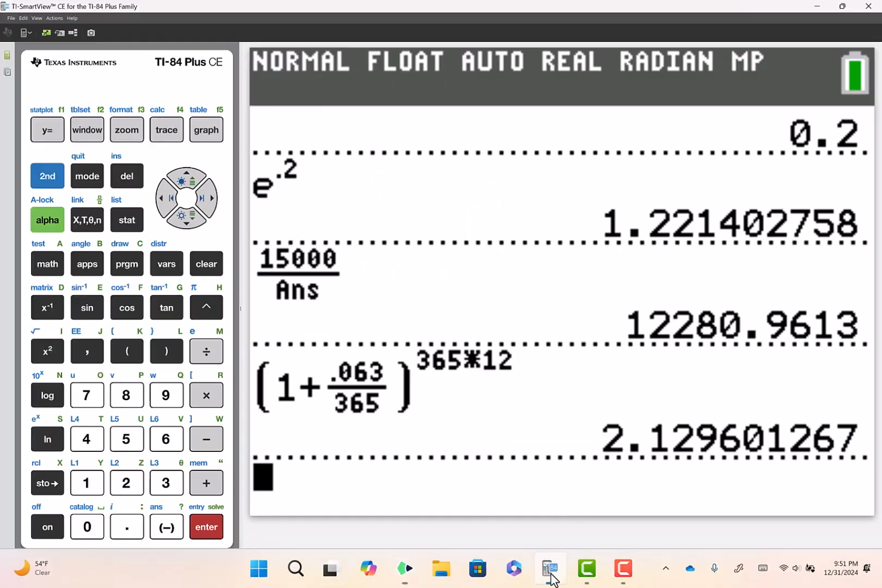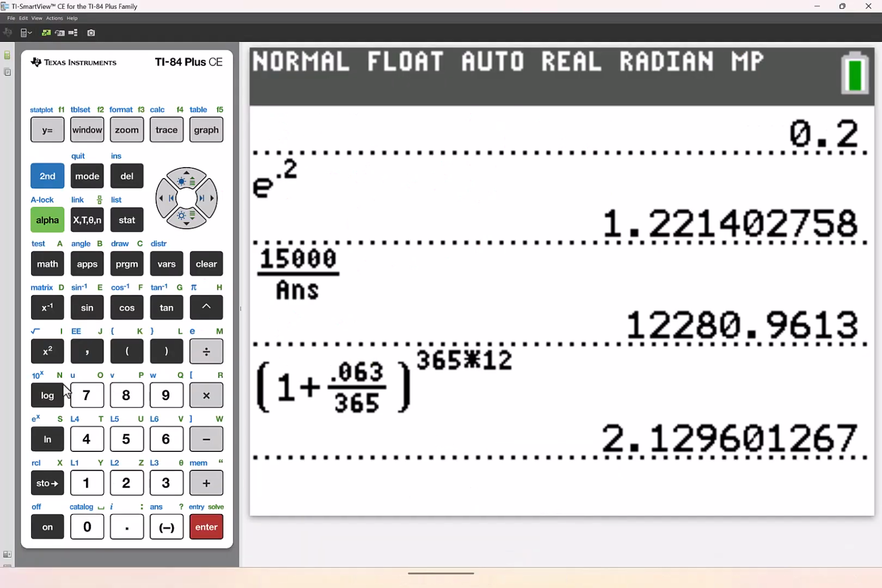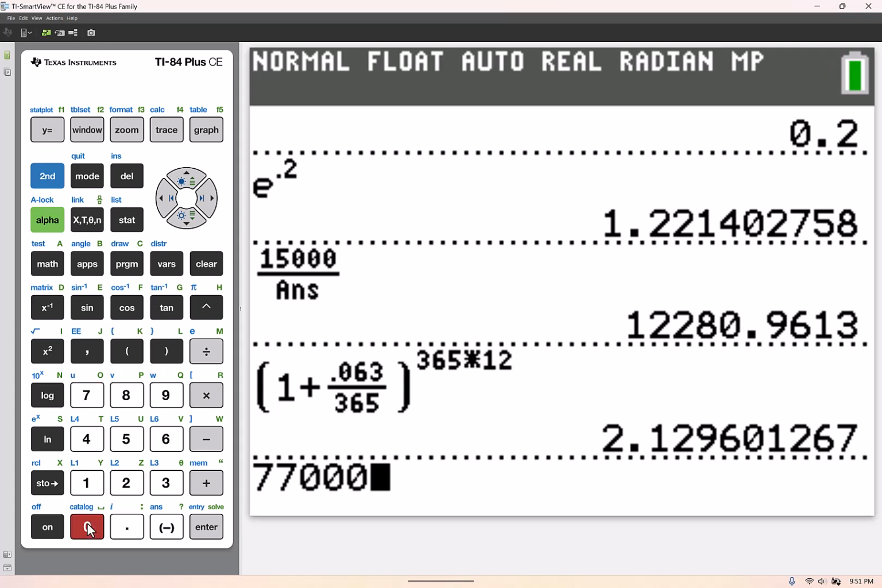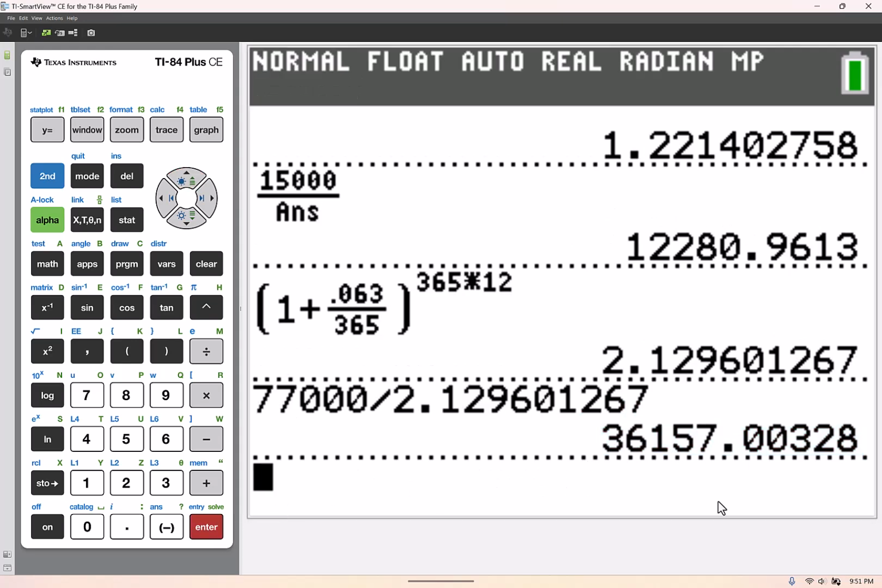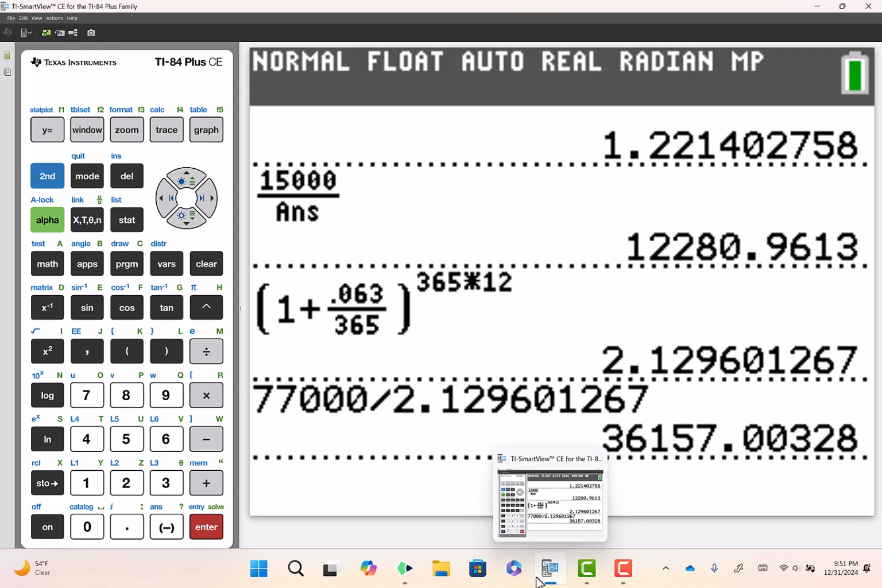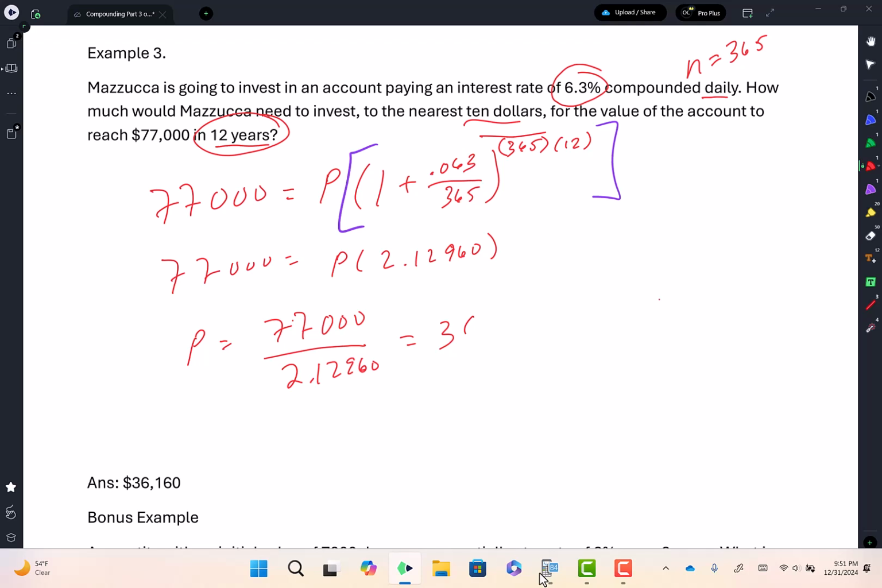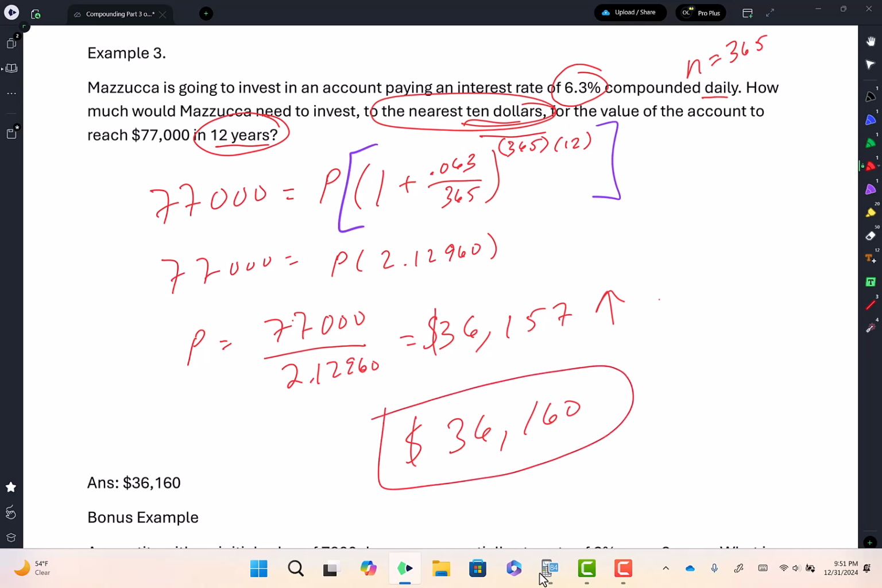So here we go. I'm going to go 77,000 divided by, and this time I'm just going to scroll up and push enter, and there it is, 36,157. That's the dollar amount, but it did say up here to the nearest $10, so we're going to round up, so the amount is 36,160. And there it is.